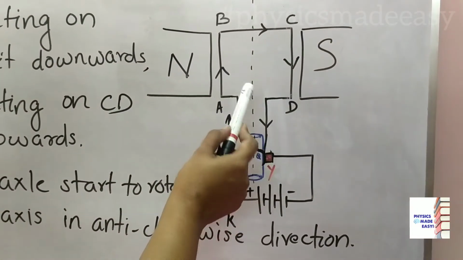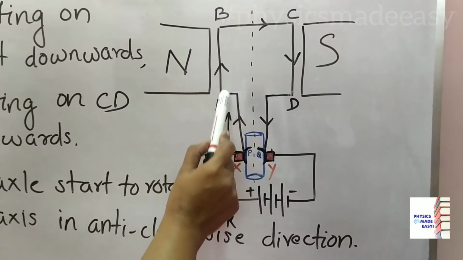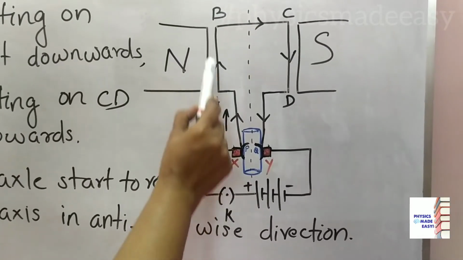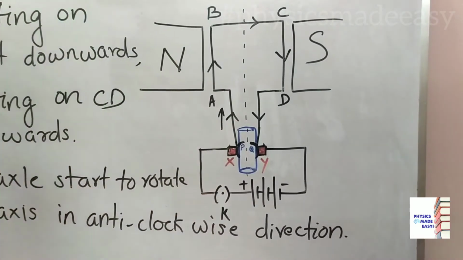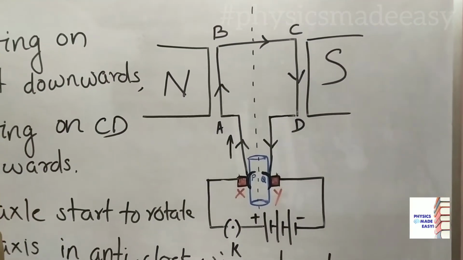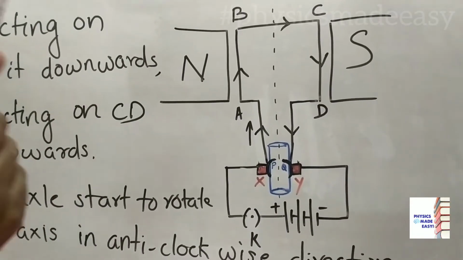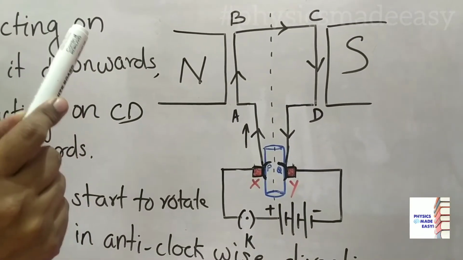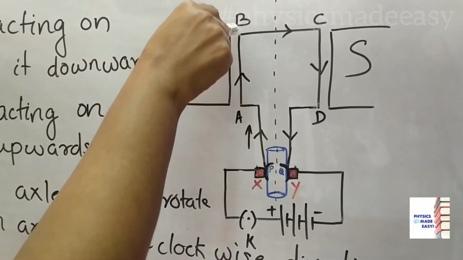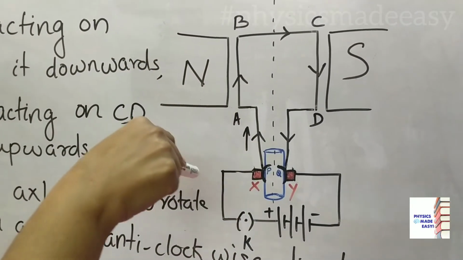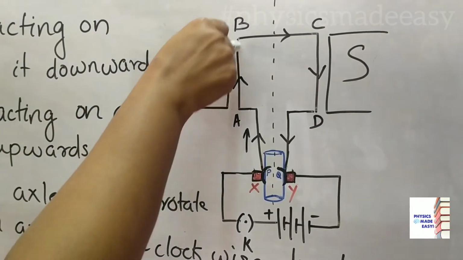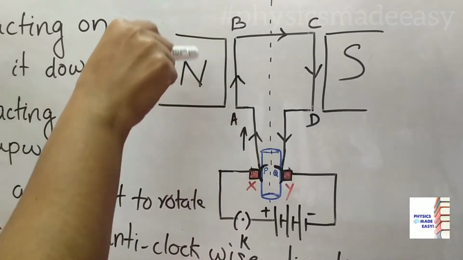Listen children, here you can see in this part AB, current is moving from A to B. So what will happen? According to Fleming's left hand rule, due to the force experienced on this conductor, AB moves downwards. The force acting on AB pushes this part downwards.